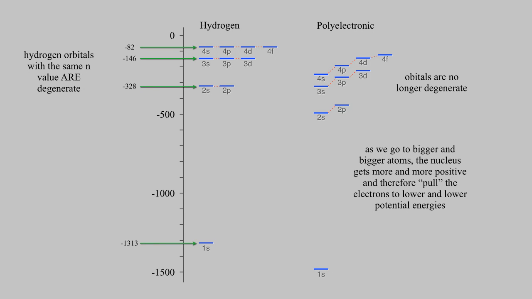When we move on from hydrogen into polyelectronic atoms, or atoms with more than one electron, we use these same solutions, but the solutions are now no longer degenerate. In hydrogen, all of the n equals 2 orbitals are the same energy, the 2s and the 3 2p's. All of the n equals 4 are degenerate, that is, they have the same energy: the 4s, the 3 4p's, the 5 4d's, the 7 4f's.